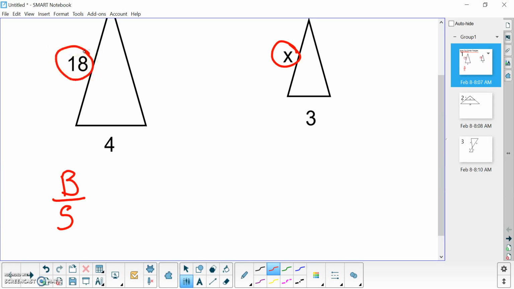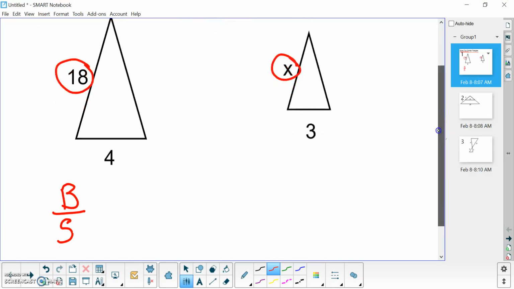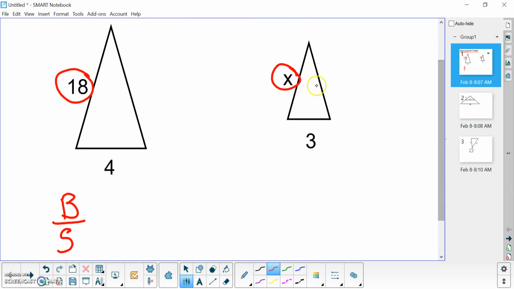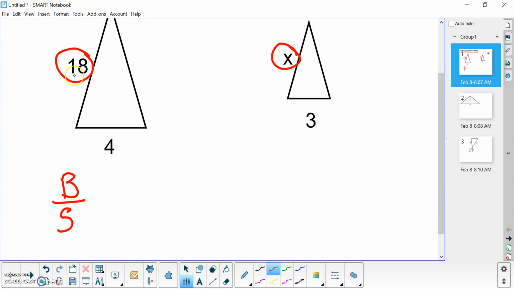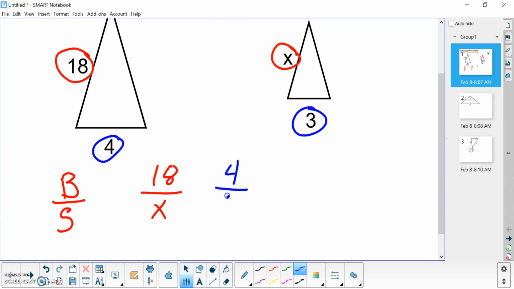A lot of times the triangles will be laid out in an orientation where it makes a lot of sense. These two sides obviously go together, the 4 and the 3 go together. So from there we can set it up. Big over small means I'm going to have 18 over x, and then the other two corresponding sides, 4 over 3. I know that those two fractions have to be equal because these triangles are similar. It just means that the ratios between the two sides are equal to each other.